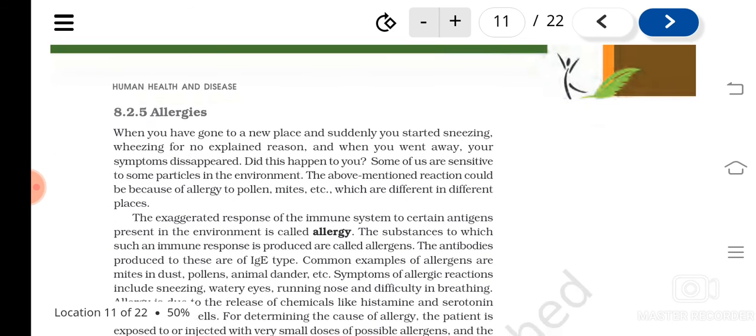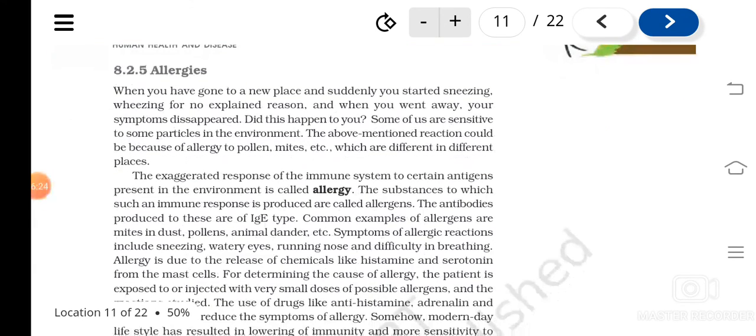Okay, now the next topic is allergy. Allergy is the overreaction, the exaggerated response of the immune system to certain harmless antigens. You might have heard many people are suffering from allergy. Some dust, or hairs from pets, all this causes severe allergies. So actually allergy is a problem of the immune system itself. The immune system is overreacting. Understood?